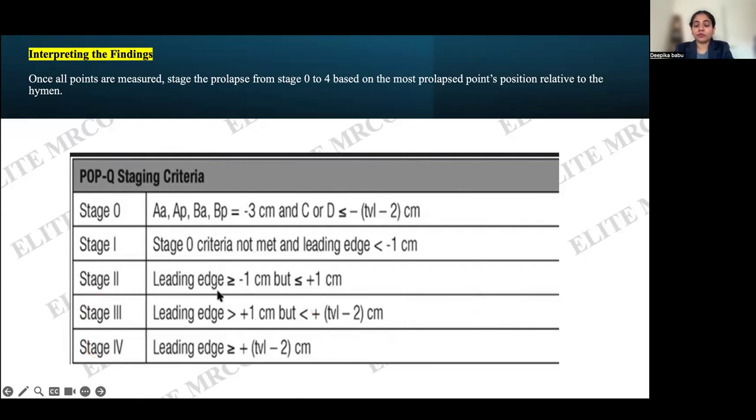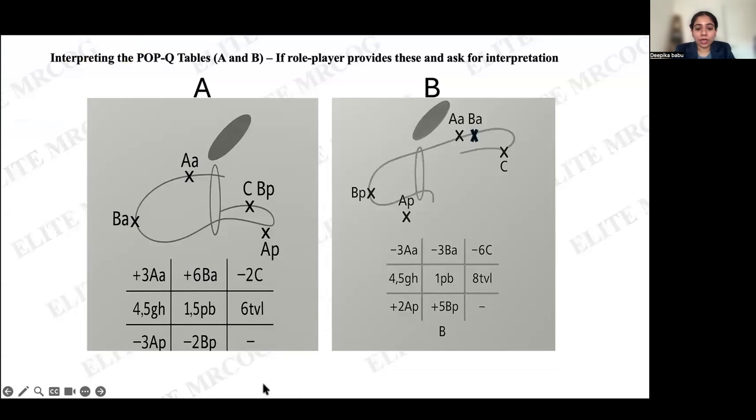All you have to see is where the leading edge is. What is the more positive number? That is your leading edge. Then which compartment is it? Then is it more than +1? If yes, then is it stage 3 or stage 4? To differentiate that, just look at the total vaginal length and you will get an answer. Okay, similarly, the next one, anybody wants to take it up?